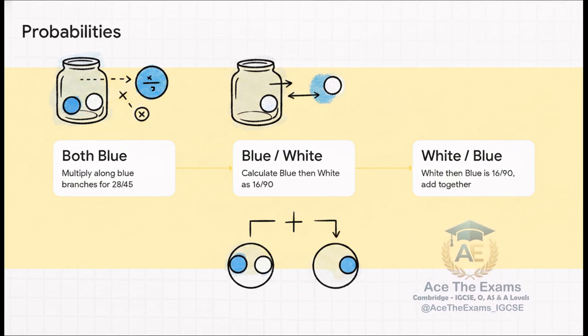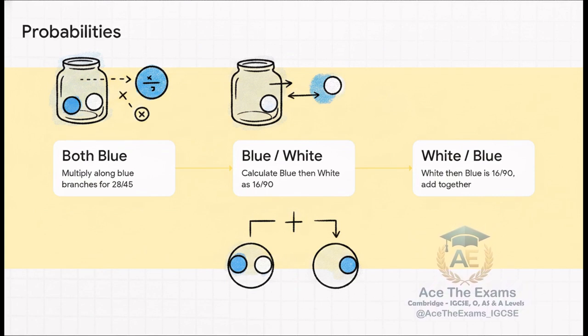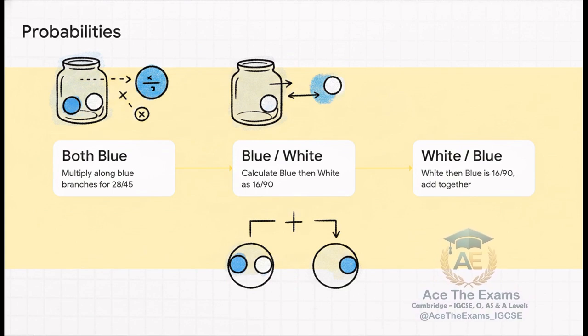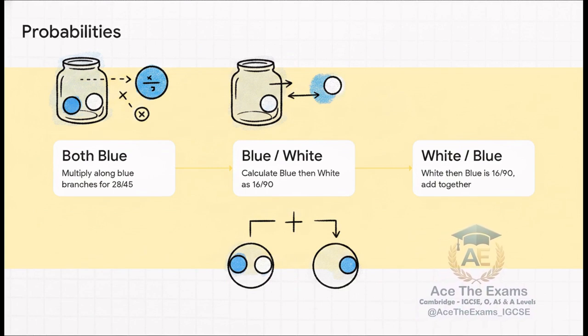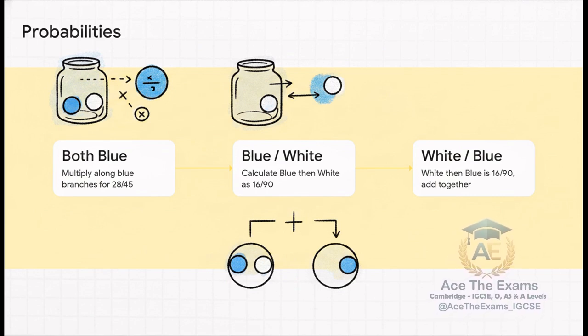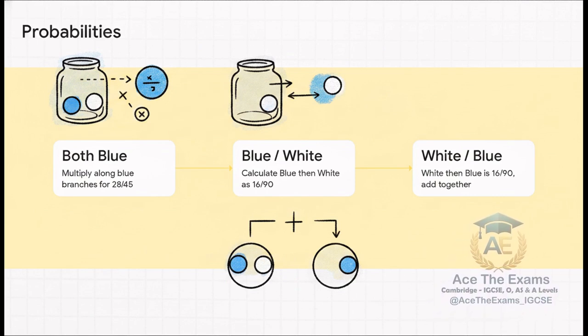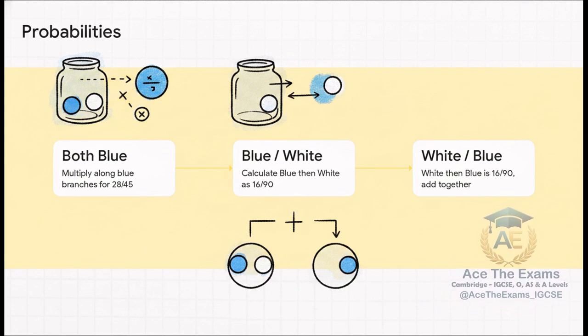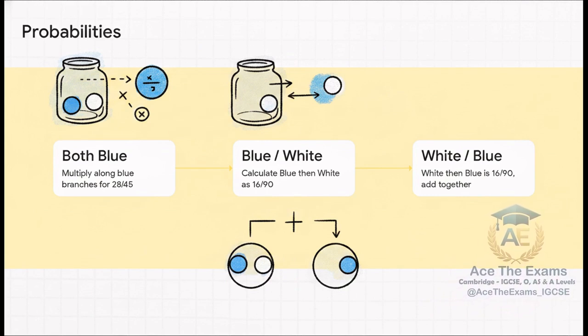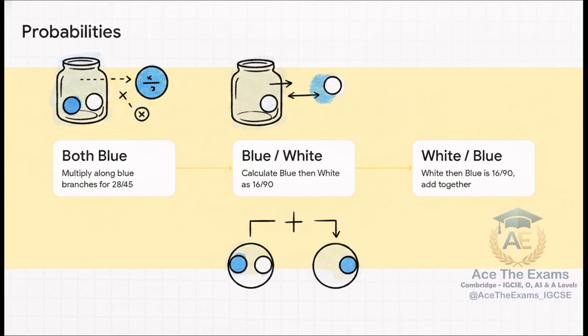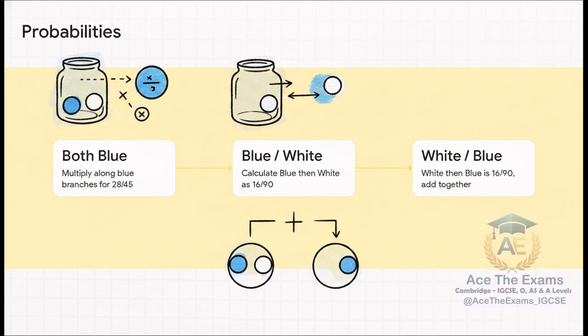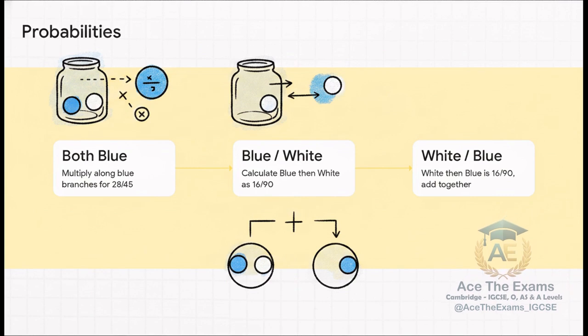But what if we just want 1 blue and 1 white counter? Well, there are 2 ways to get there. Blue then white, or white then blue. Blue then white is 8 over 10 times 2 over 9, giving us 16 over 90. White then blue is 2 over 10 times 8 over 9, which is also 16 over 90. In probability, when we say or, we add them up. 16 over 90 plus 16 over 90 is 32 over 90. Simplify that down, and you've got exactly 16 over 45.